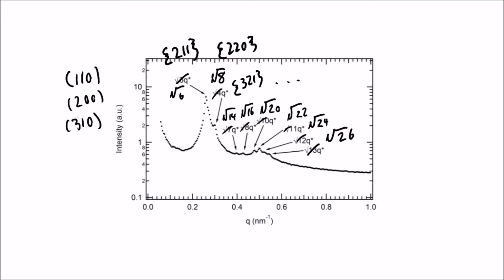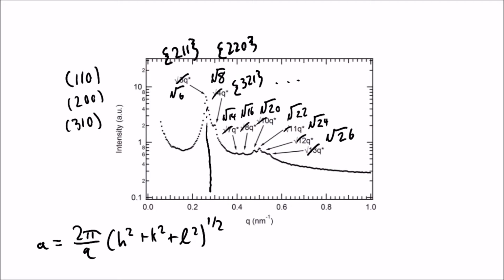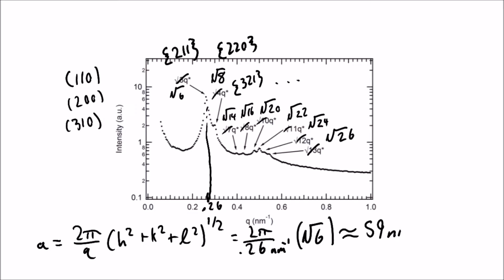We can now calculate a lattice parameter: a equals 2 pi over q times the square root of the modulus. If we look at our primary peak, we see that we're at about 0.26. So we have 2 pi over 0.26 inverse nanometers times root 6, and that gives us about 59 nanometers. So now we're going to make a model of this structure.